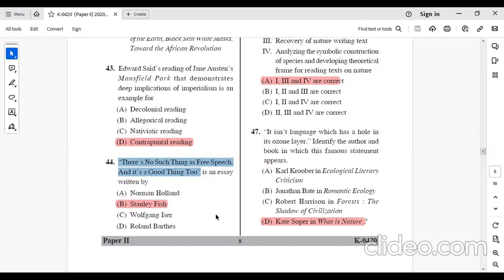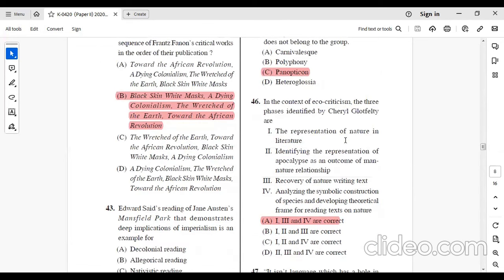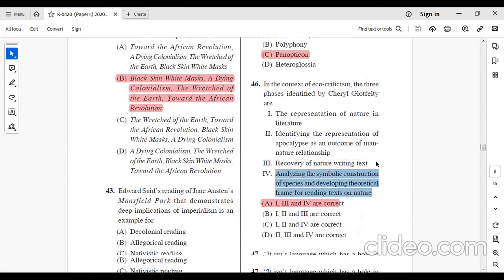Now we are moving to question number 45. Identify the theoretical formulation that does not belong to the group. The panopticon does not belong to this group. Then, in the context of eco-criticism, the three phases identified by Cheryl Glotfelty: the representation of nature in literature, then recovery of nature writing texts, analyzing the symbolic construction of species, and developing a theoretical frame for reading texts on nature.